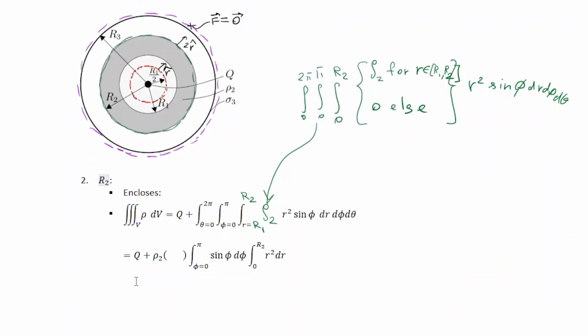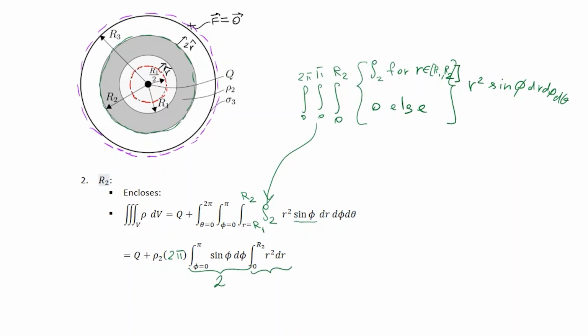Okay, let's perform the integration. We have Q plus rho 2, which comes out of the integral. Then we have the integral over theta, which gives us 2 pi. We have the integral over phi. The only thing that depends on phi is here, which I put here. And then we have 0 to r2 of r squared dr. This integral is equal to 2, we just found on the previous page.